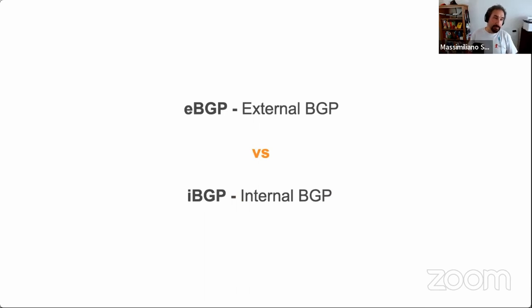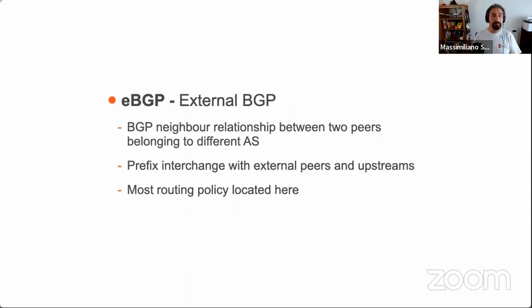Then you have eBGP and iBGP, which are external BGP and internal BGP, which are the same protocol, but have slightly different features. When we talk about eBGP, we talk about two peers belonging to different autonomous systems, so two different AS numbers. And they exchange reachability information, their prefixes, probably their downstream prefixes as well. And this is where most of the routing policy is applied.